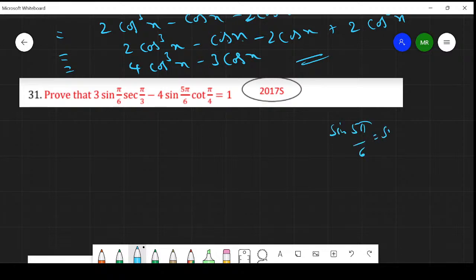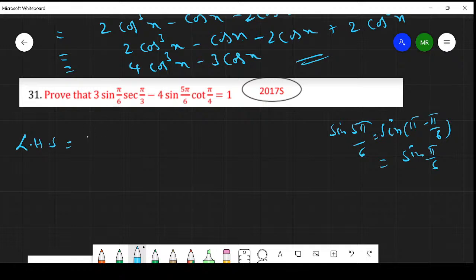I can write sin of pi minus pi by 6, because 5 pi by 6 is in the second quadrant. In the second quadrant, sine is positive, and for 180 there is no change in the function, so it will be sin pi by 6. Now take the LHS.